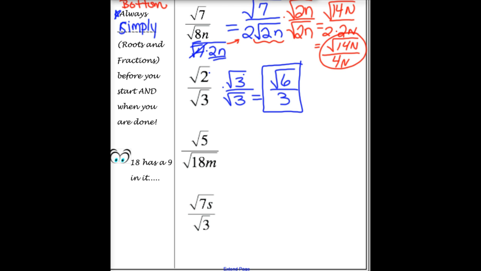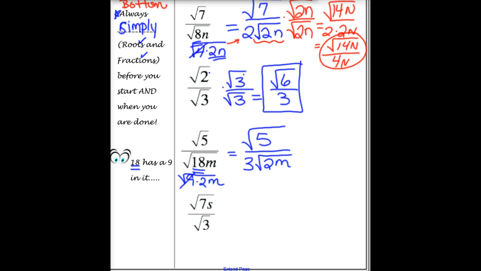I have eyeballs here because I want you to be spotting that we always try to simplify roots and fractions before you start. It makes life easier. So that 18, sorry, it's nice if you can spot that there's a 9 living in there. So what you're going to do is consider that root 9 times 2. And the square root of 9 is 3, so it's going to pop a 3 out of there. And I'll let you write that down. Make sure you understand what I did there.